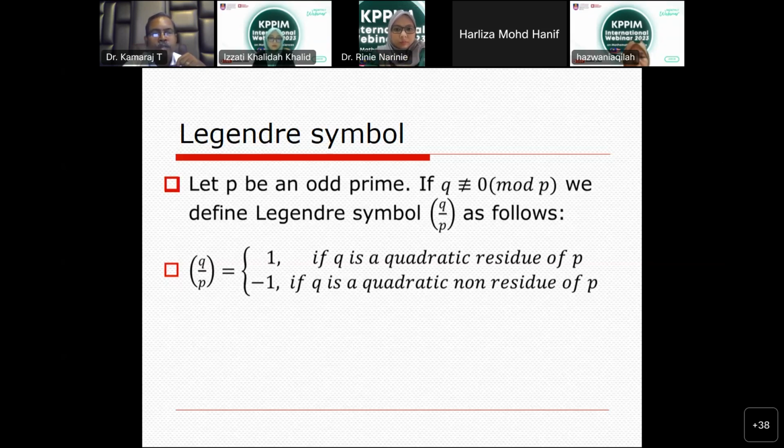The value of q divided by p is 1 if q is a quadratic residue of p. That means the numerator q is a quadratic residue of the denominator. And if q is a quadratic non-residue of p, then the value of this Legendre symbol is -1. So the Legendre symbol always gives you either +1 or -1 based on the nature of the numerator. If the numerator is a quadratic residue of the denominator, the value is 1, otherwise its value is -1.